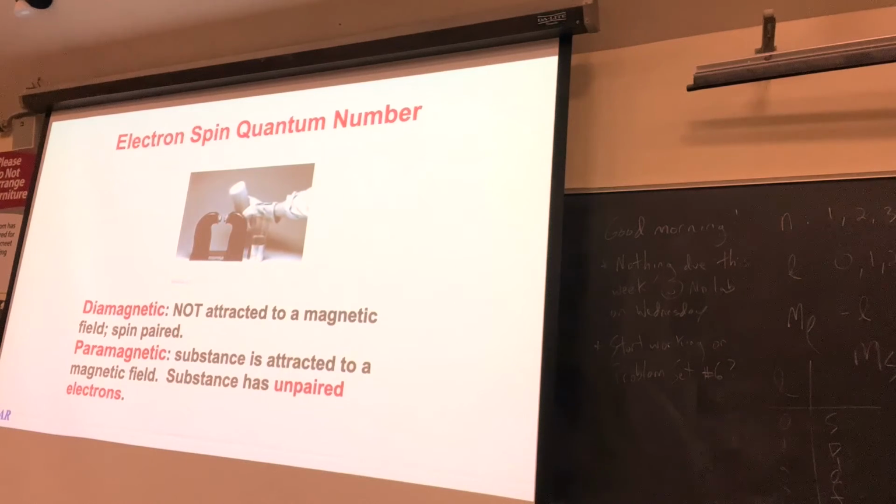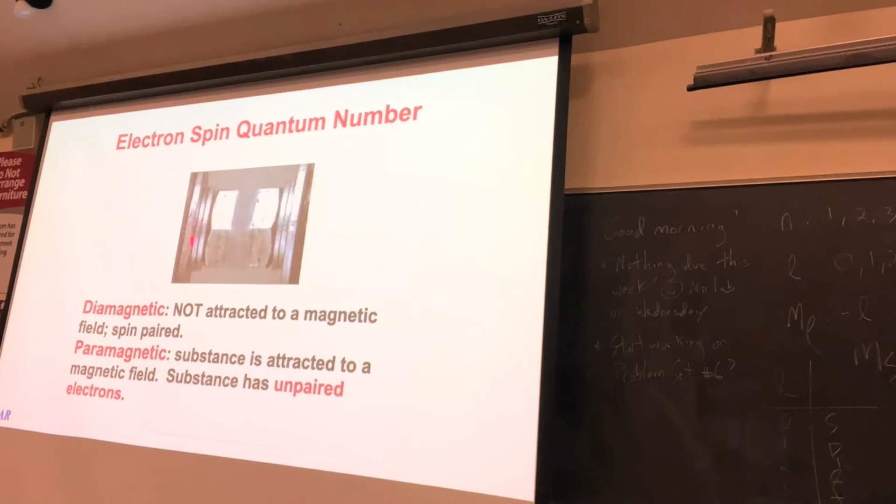Liquid nitrogen is diamagnetic and is not attracted to the magnet. Liquid oxygen is paramagnetic. Paramagnetic substances in the liquid or solid state are generally attracted to magnetic fields. Liquid oxygen is held by the magnetic field. So this is the difference between a diamagnetic and a paramagnetic substance.